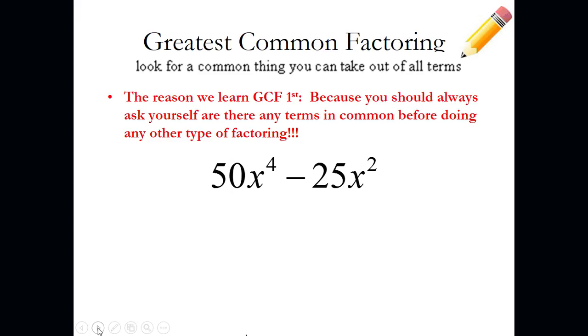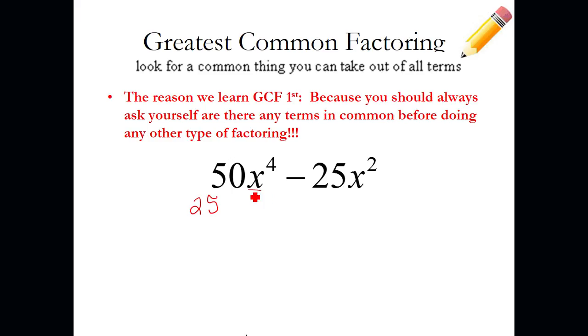So greatest common factoring is looking for a common thing or term that you can divide out of everybody. So looking for a common number you can divide out or a common variable that you can divide out. The reason we look for GCF first is because we always want to make sure that we're breaking apart things the easiest way possible, and greatest common factor helps us start that process. So what number can I divide out of both 50 and 25? I can divide them both by the number 25.